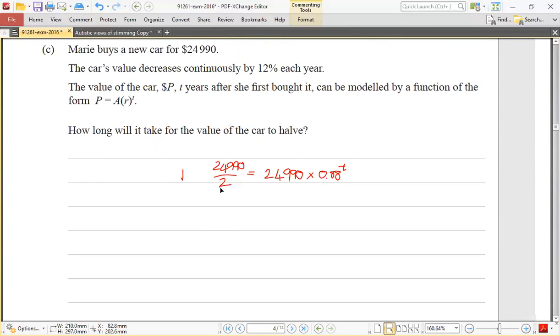So what's half of 12,495? Well, that's 12,000 on this side, and then we're dividing it by that. So what ends up on the left-hand side? Half. 0.5. Yep. So 0.5 equals 0.88 T. Now what? Divide, you have to bring T.